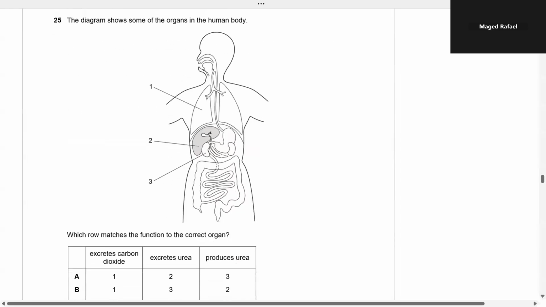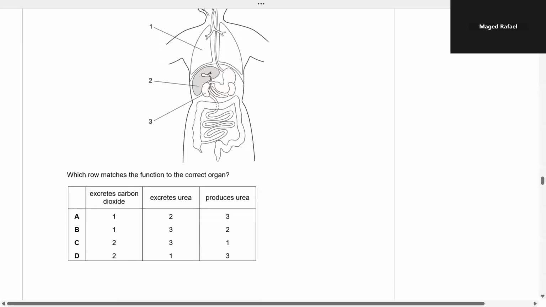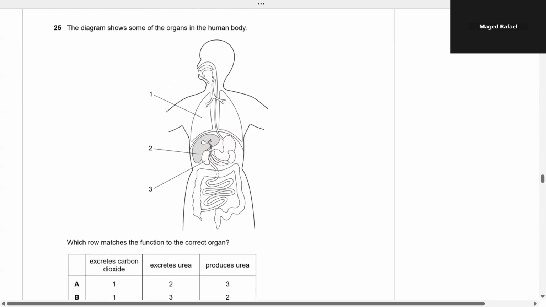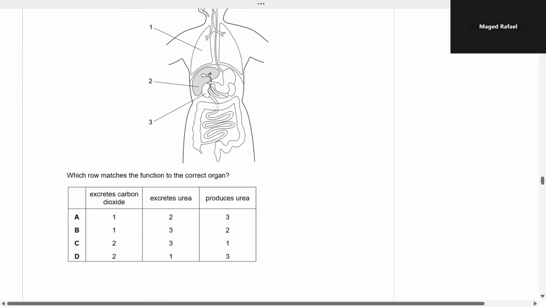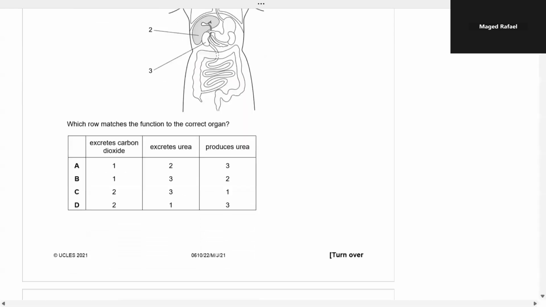Question 25. Which row matches the function to the correct organ? 1, 2, and 3. What organ excretes carbon dioxide? Yes, lungs. Urea, kidney, and produces urea, liver. So the answer is B.